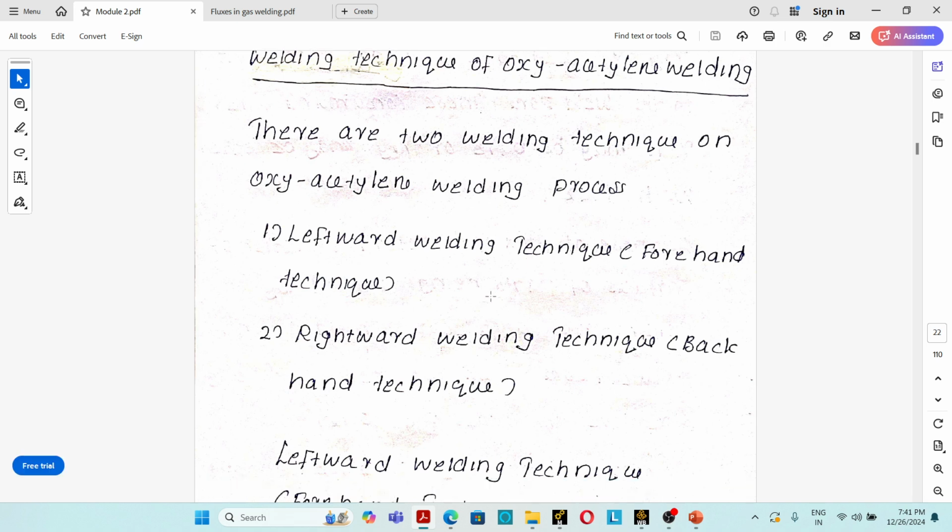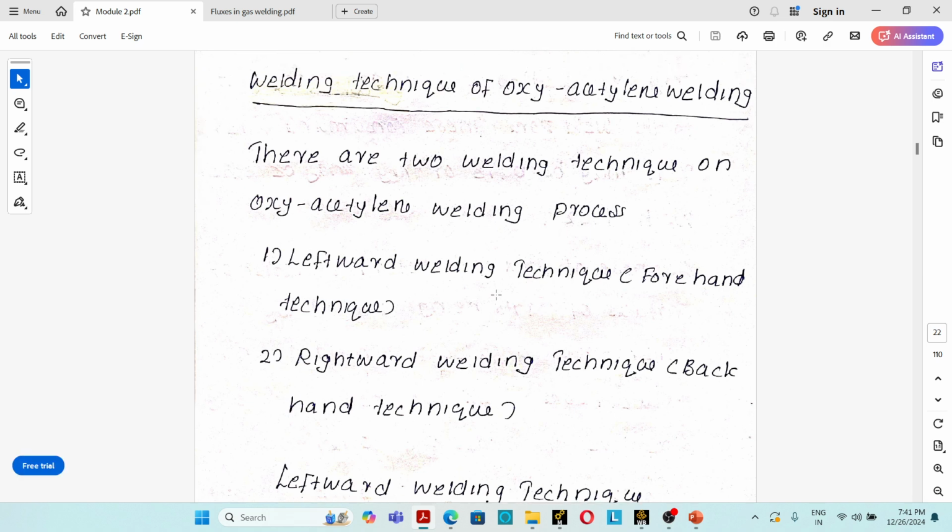Welding technique of the oxy-acetylene welding process. This is a very important topic usually asked in university examinations. There are two welding techniques in the oxy-acetylene welding process: the leftward welding technique, also known as the forehand technique, and the rightward welding technique, also known as the backhand technique.